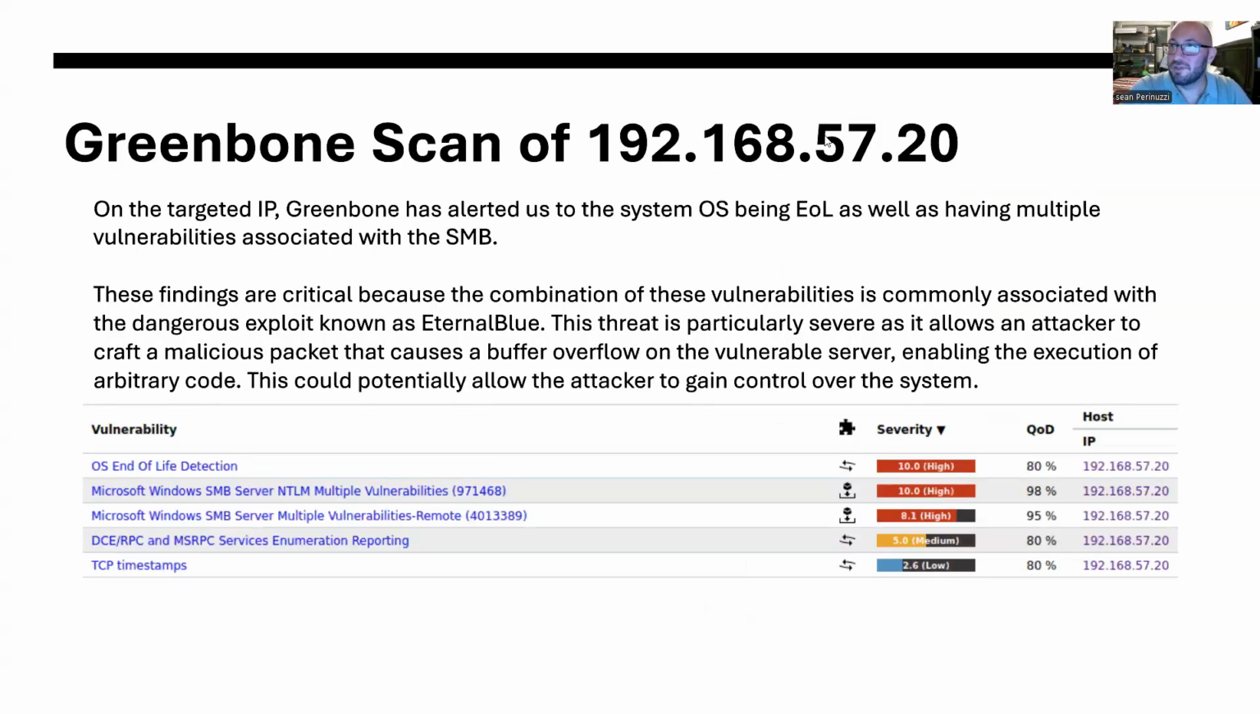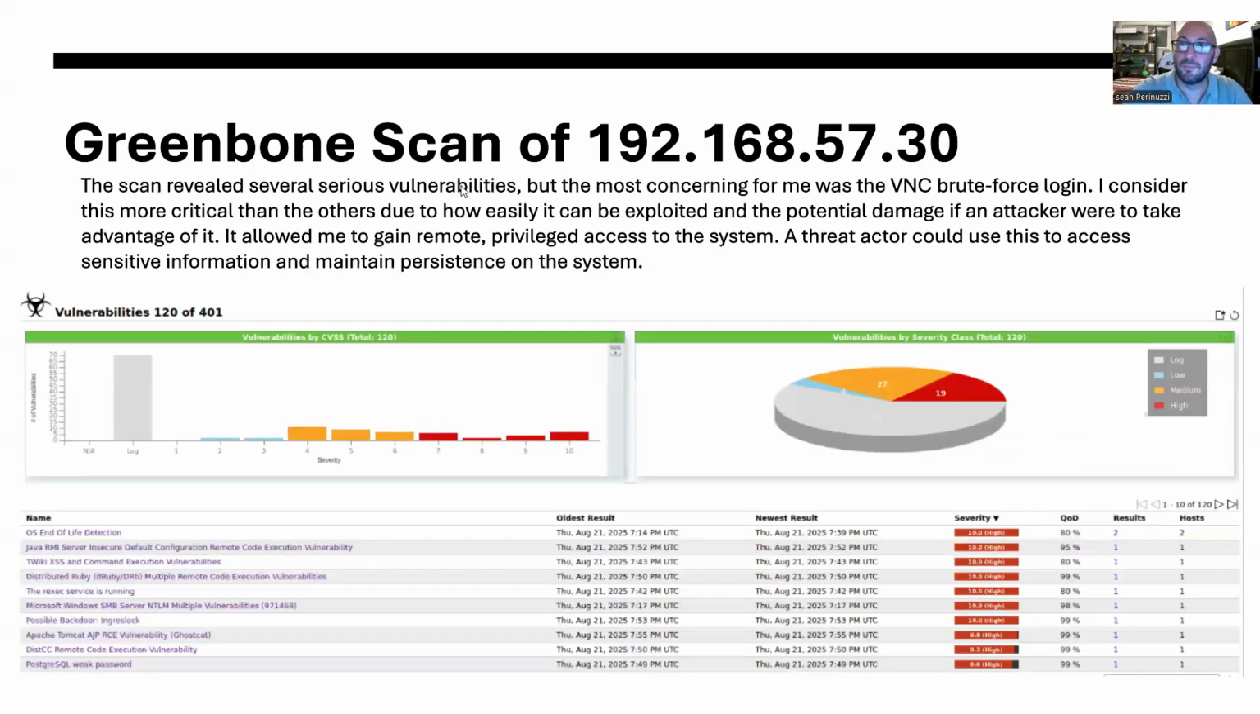So for our scan on this target IP address, we do find that there is an end-of-life detection as well as multiple vulnerabilities on their SMB server. These two vulnerabilities in conjunction are commonly associated with a dangerous exploit known as EternalBlue. With the right tools and know-how, a threat actor could potentially craft a packet that attacks this server and allows them to gain full control over the system.